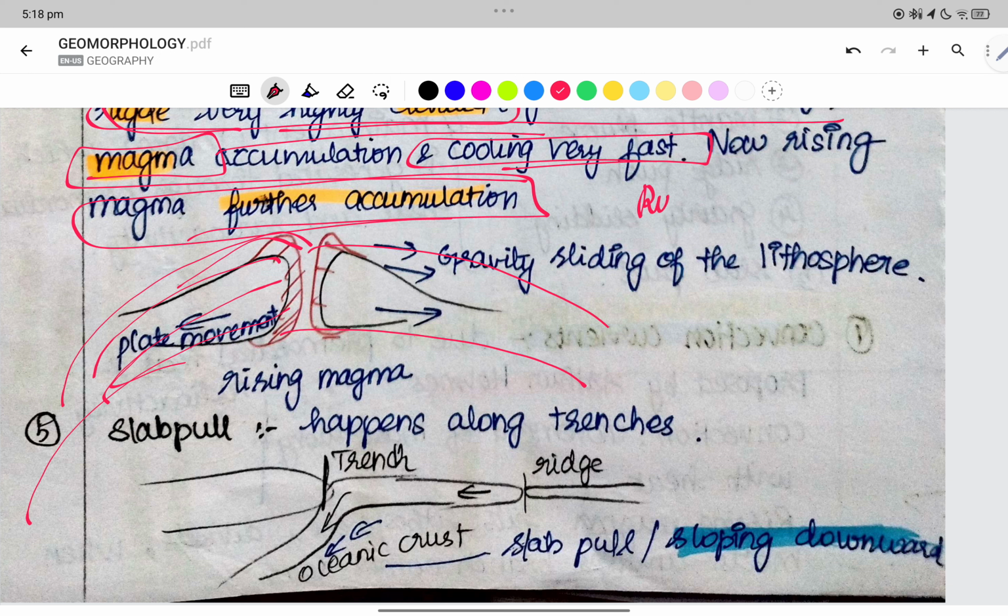So we have the ridges first pushing it. Gravity sliding happens because of the accumulation of the magma, and the slab here is pulled at a trench. Slab pull at a trench.